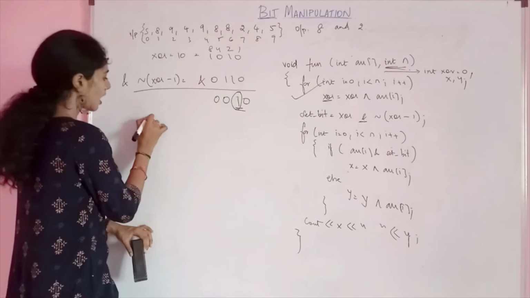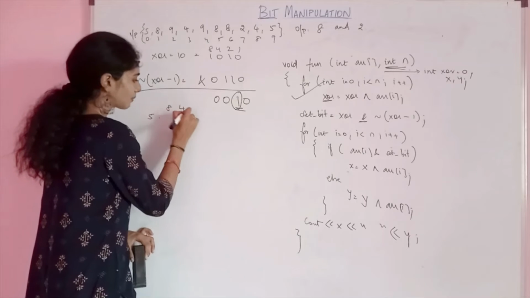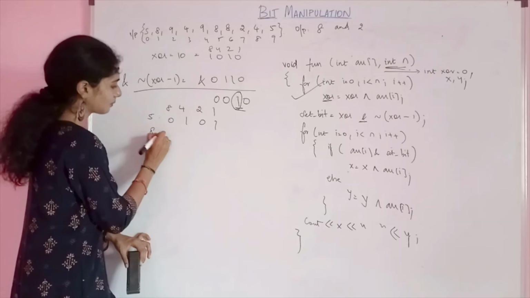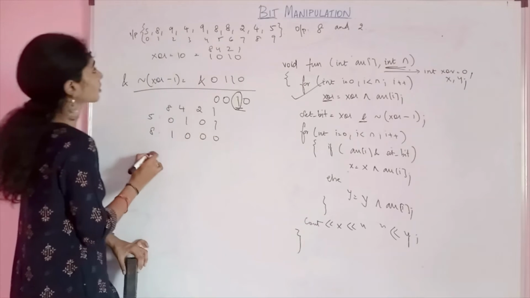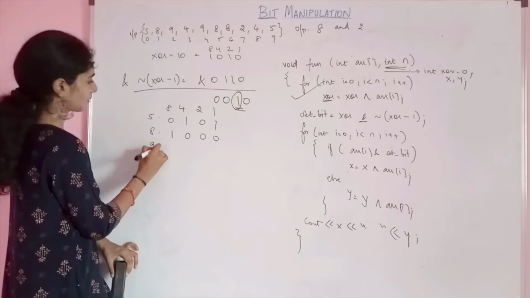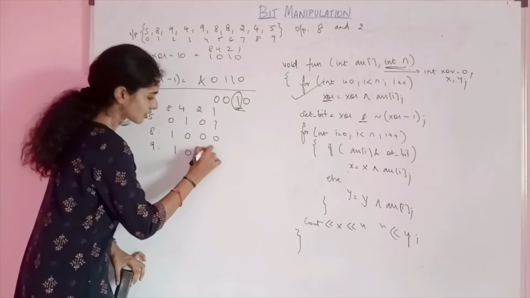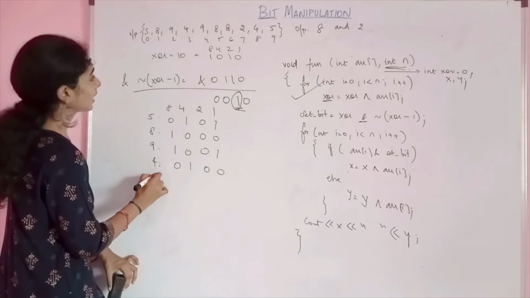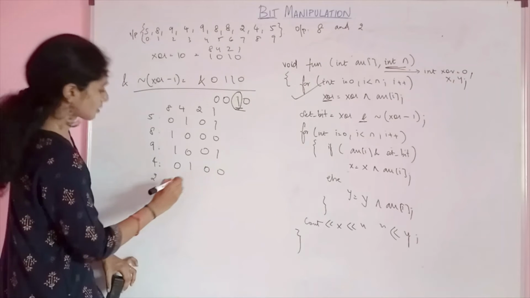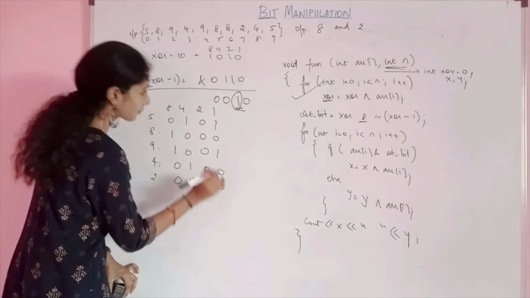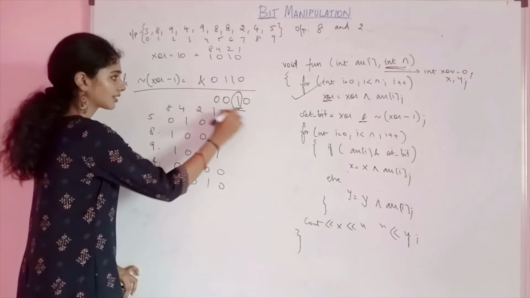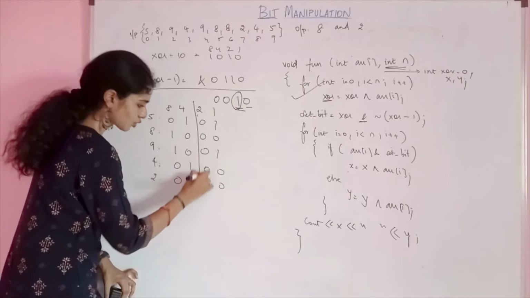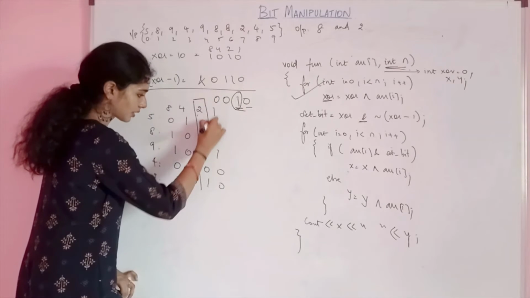So now let's analyze. How can 5 be written? 5 can be written as 0, 1, 0, 1. Okay, 8 can be written as 1, 0, 0, 0. And then 9 can be written as 1, 0, 0, 1. Next we have 4, so it can be written as 0, 1, 0, 0. Then we have 2, so 0, 0, 1, 0. So what is our set bit? This is the second position from the right. This is going to be our set bit.